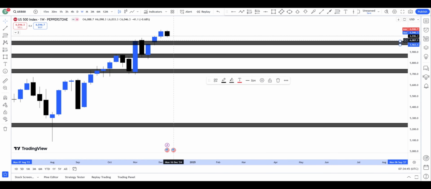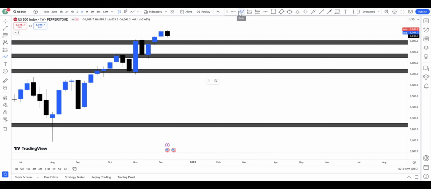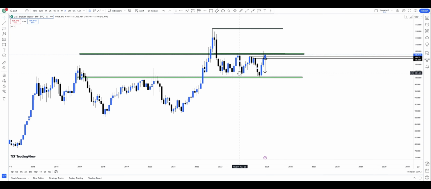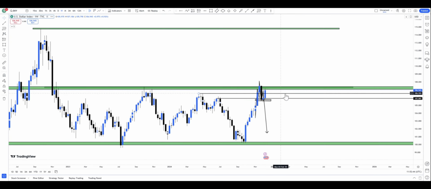So another way to look for a trade on this US 500 is to see a deep retracement to this point here. So guys, on DXY, we are on the monthly time frame, and we can see that price is still on this zone, which we plotted a few weeks back. From the monthly time frame, price is still within this range.